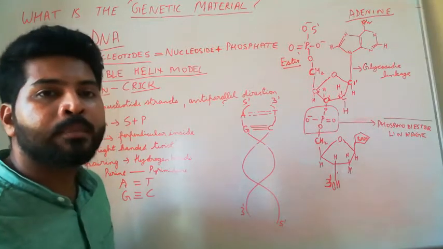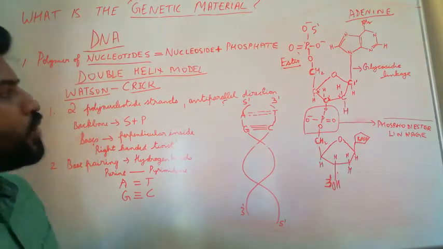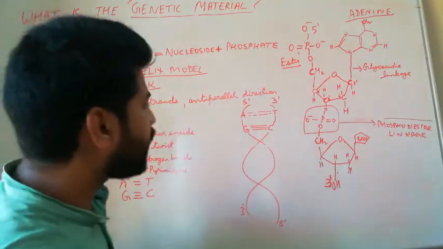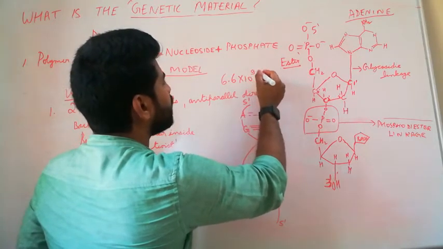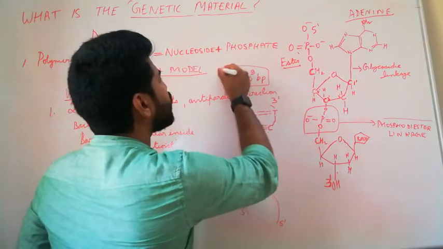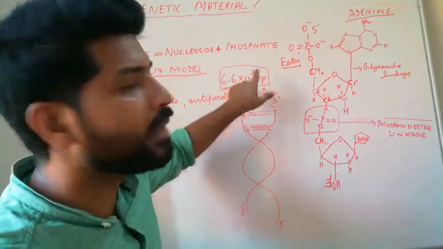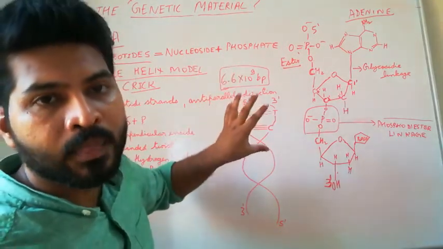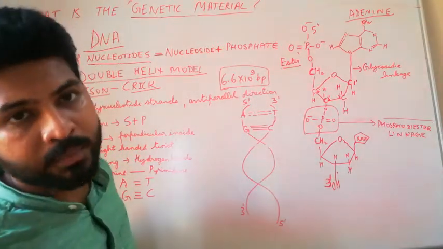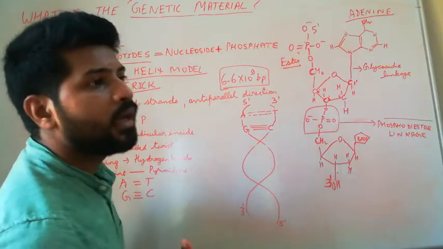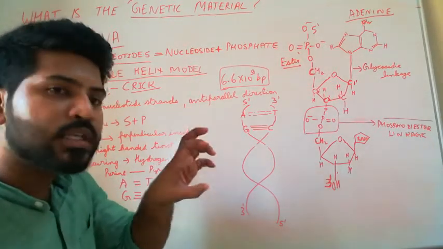The number of base pairs in every organism is unique. By counting the number of base pairs, which is very unique to the organism, we can identify the organism. For instance, in human beings, we have a total of 6.6 x 10^9 base pairs in a human cell. That is approximately 6.6 billion base pairs. 10^9 means 1 billion. So this is in a diploid cell. A haploid cell contains half of this, that is 3.3 x 10^9 base pairs of DNA. Similarly, in E. coli bacteria, we have 4 x 10^6 base pairs. This number is unique to every organism.